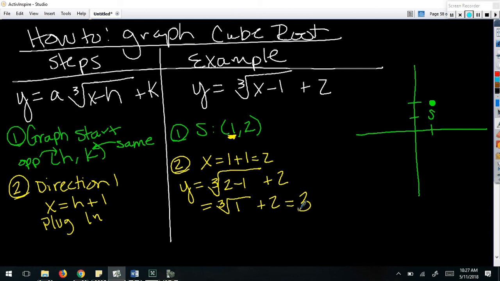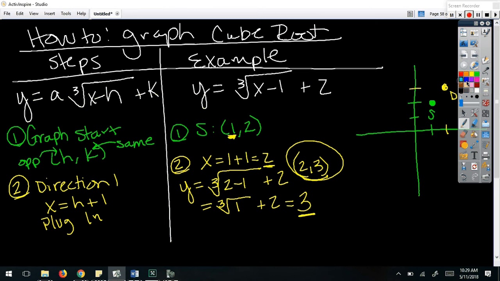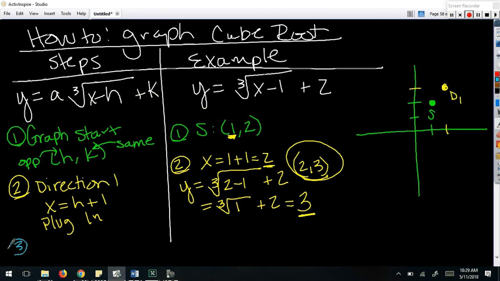All right. So, this point is 2, 3. This is direction 1. Is anybody confused? If this were a square root, I would be done. I would connect these and be done, but I'm not. I need a third point. So here, this is where the new part comes in. That's step number 3.